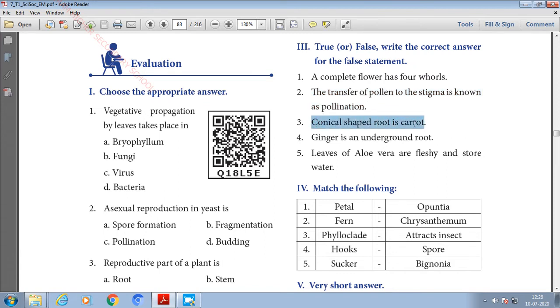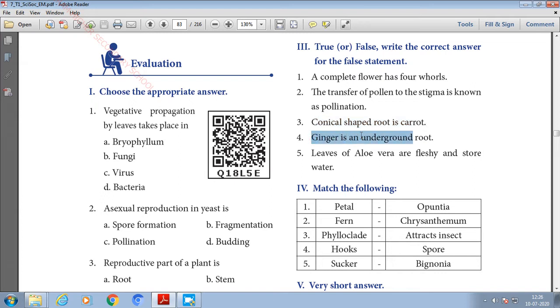Third one, conical shaped root is carrot. Yes, this is also true. This conical shaped root is carrot is an example of root modification. It's meant for storage. So carrot is a storage modification. So this is also true.